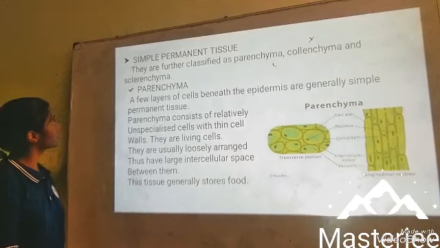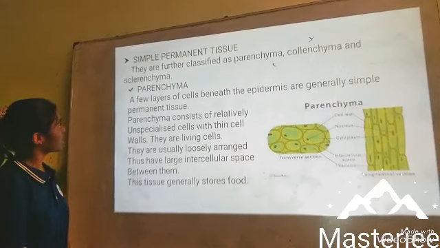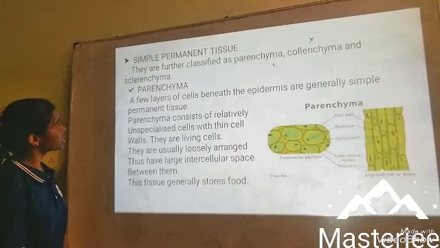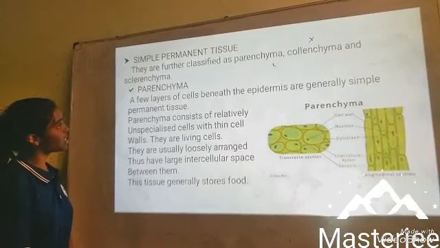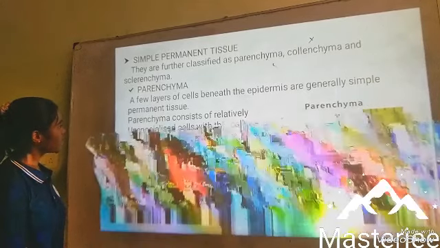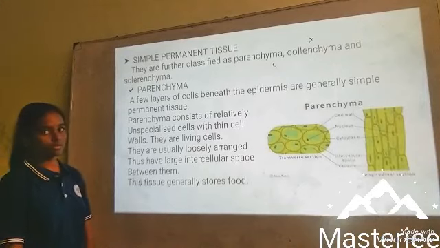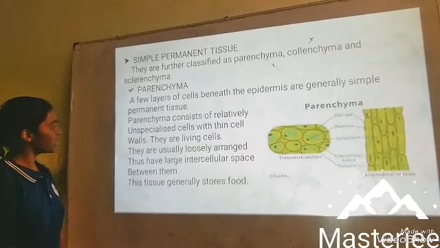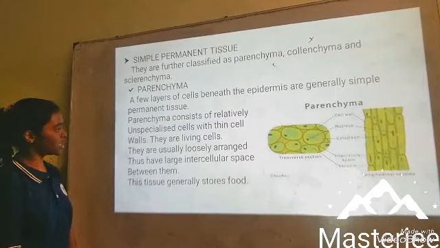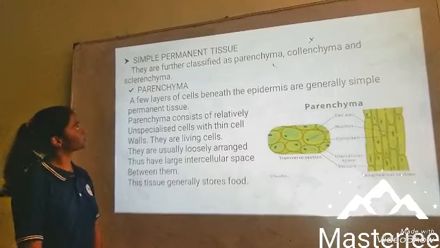The simple permanent tissues are further classified as parenchyma, collenchyma and sclerenchyma. Parenchyma. A few layers of cells beneath the epidermis are generally simple permanent tissue. Parenchyma consists of relatively unspecialized cells with thin cell walls. They are living cells. They are usually loosely arranged, and thus have large intercellular spaces between them. This tissue generally stores food.